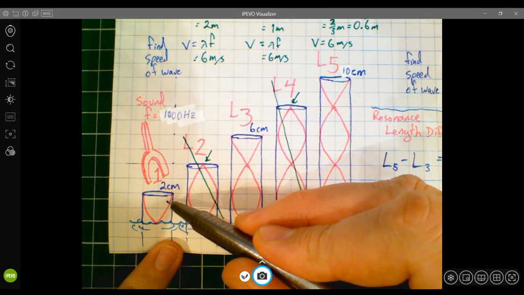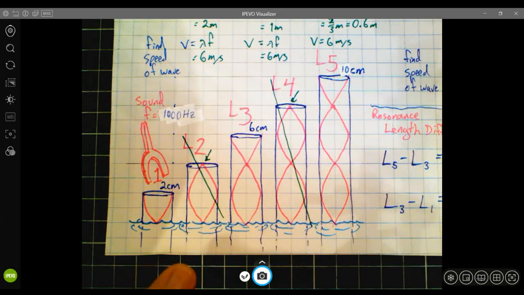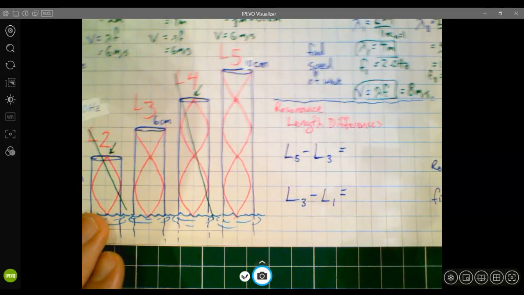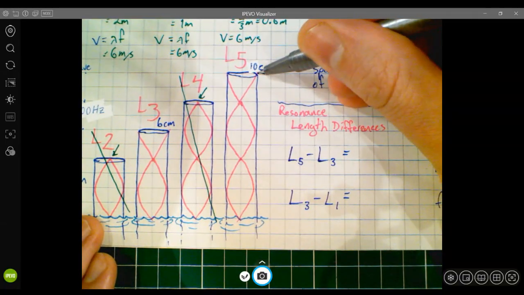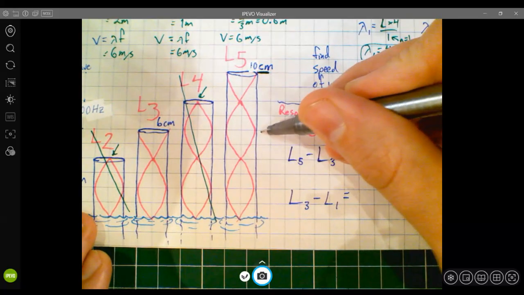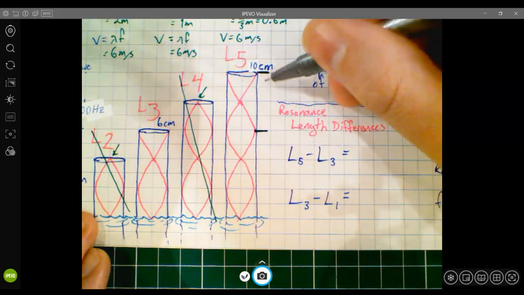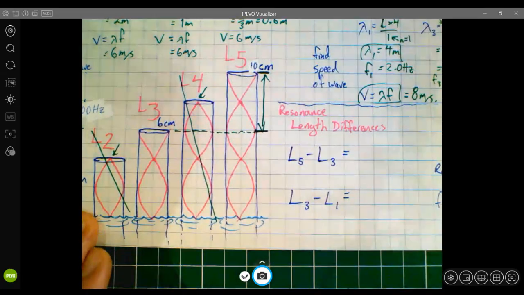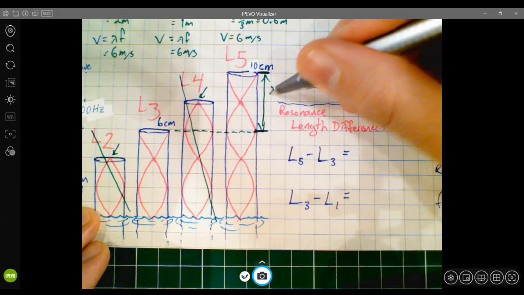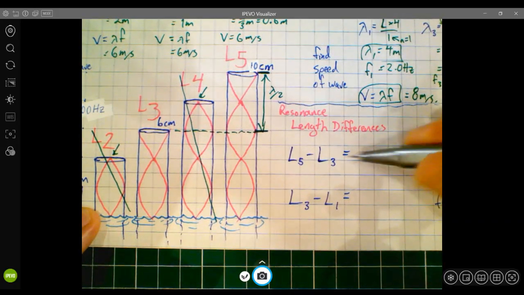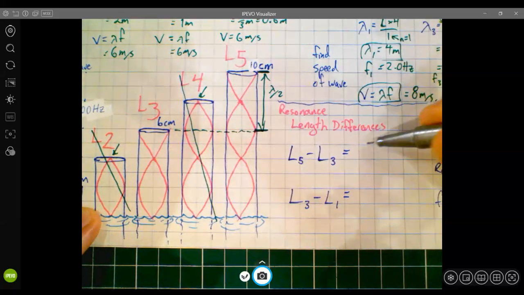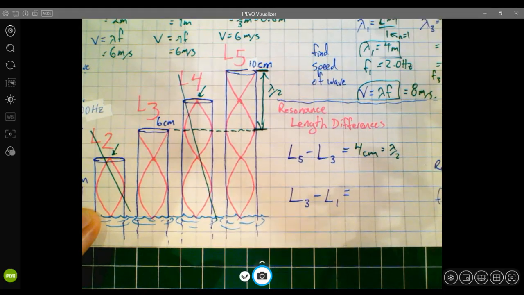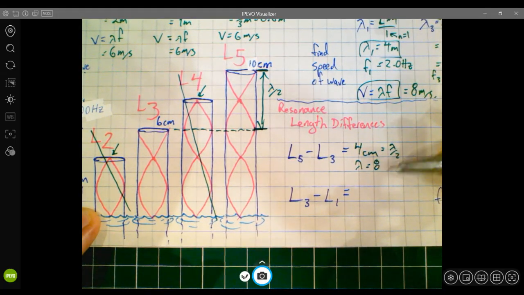So if we found resonance to happen at the 2 centimeter, 6 centimeter, and 10 centimeter mark, let's just go over to the side here and say, well, what if I found the difference in those resonance lengths? I want to point out the difference in length between the 5th harmonic and the 3rd harmonic. This distance, notice I'm just measuring over a difference in distance, is equal to lambda over 2. So L5 minus L3 happens to be 10 centimeters minus 6 centimeters, 4 centimeters. And that 4 centimeters is equal to lambda over 2. So lambda is equal to 8 centimeters.